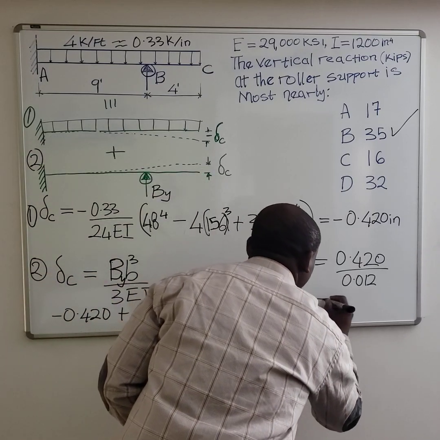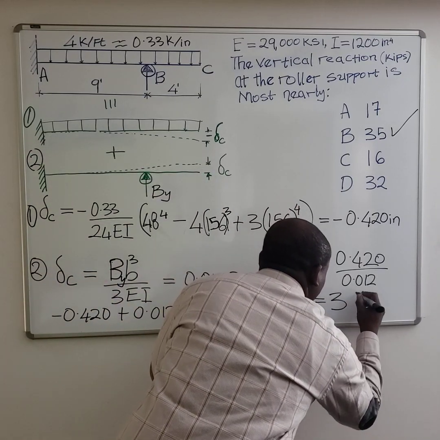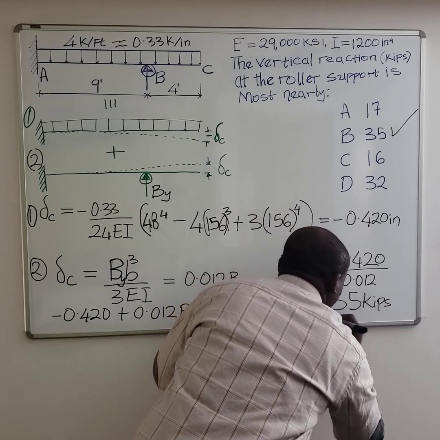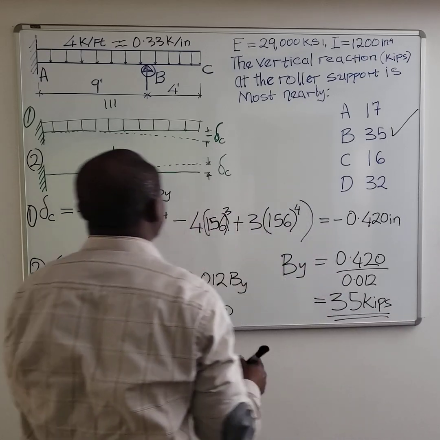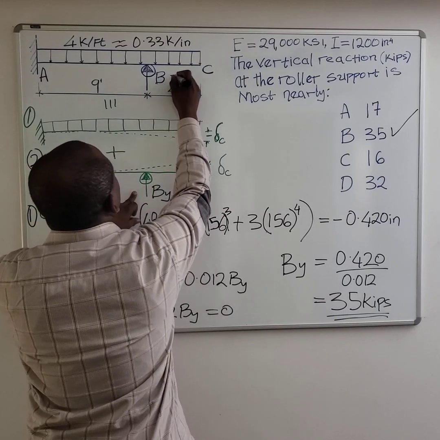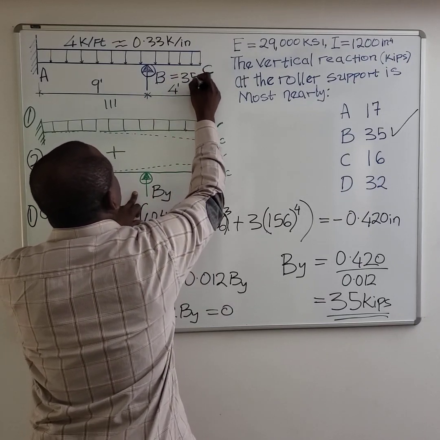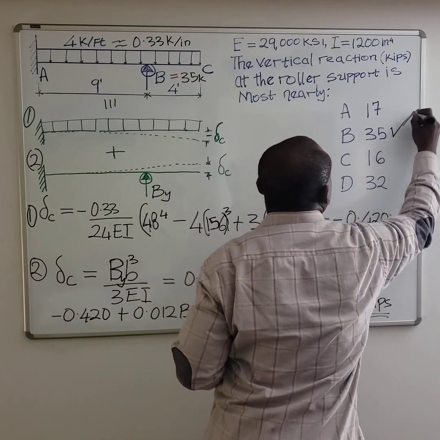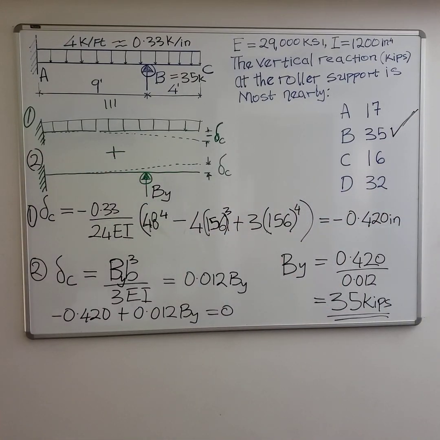And that will give you 35 kips. Okay, so your BY is 35 kips over here. And so that's your answer here. And yeah, I think it's very straightforward.